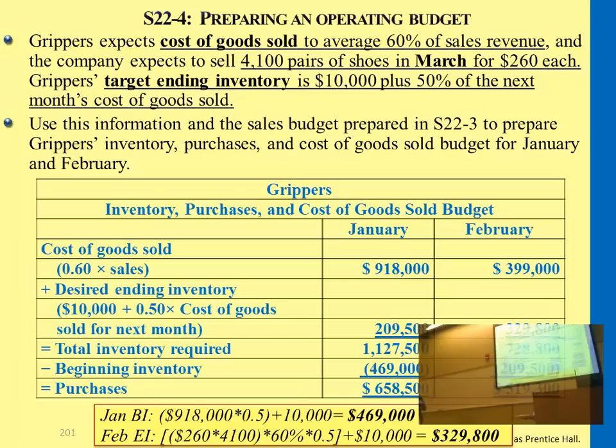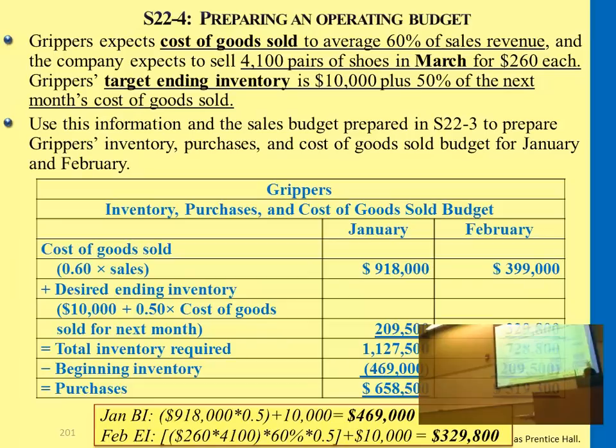Okay, now beginning inventory for February will just be ending inventory from January. So you already have ending inventory from January, just copy the number to February's beginning inventory. Okay, so if we come back to January again, we're comparing the inventory that we need with the beginning inventory that we had, which again is December's ending inventory. The difference, this value here, $658,500, is the inventory purchases that the company needs to make in January.